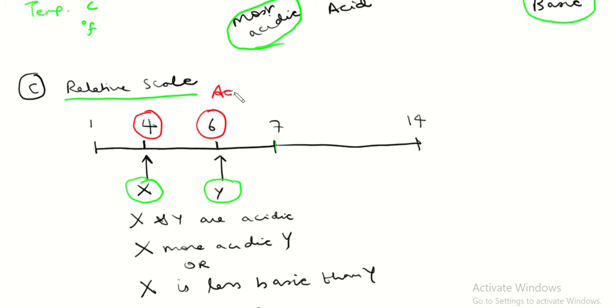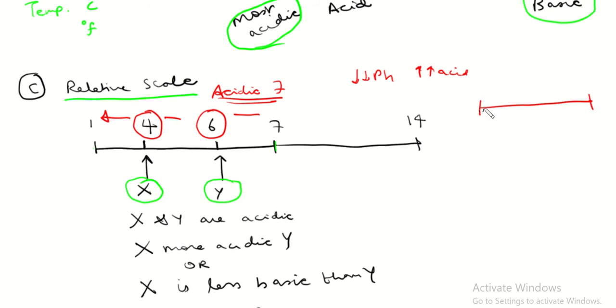They're both on the acidic side of 7, right? This is acid. However, since X is lower, remember I said the closer towards 1 it is, the more acidic it is. X is more acidic than Y, right? Because the lower the pH, the more acidic a compound is. Fair? Makes sense.